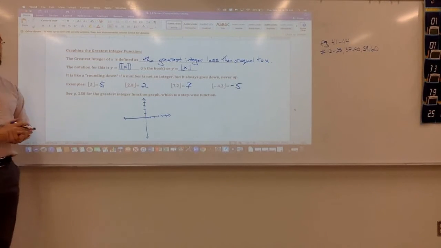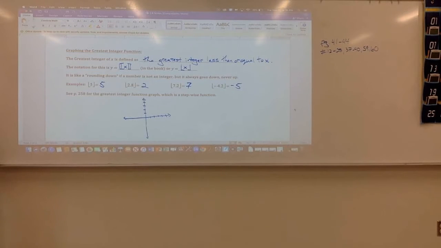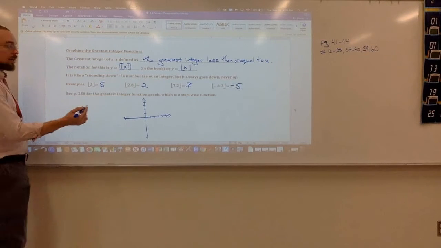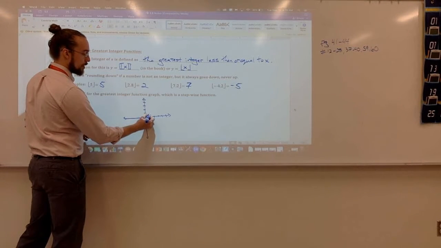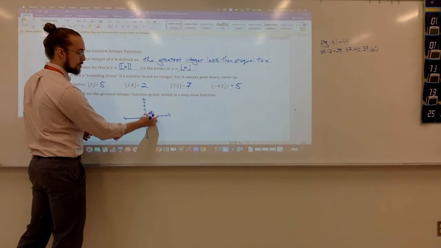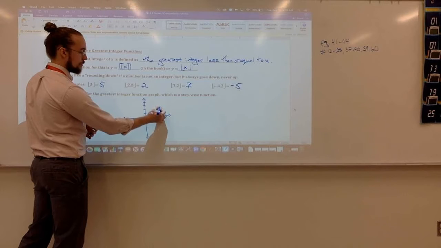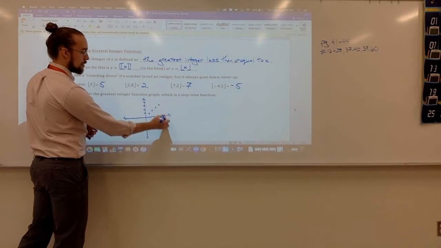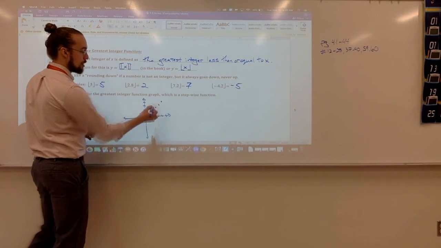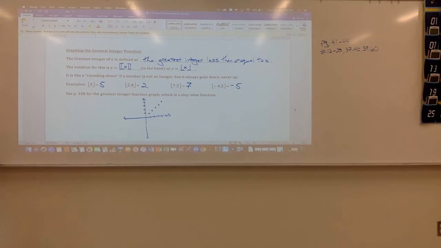If I'm looking at 1, if I plug 1 into this greatest integer function, what am I going to get? 1. If I plug 2 in, what am I going to get? 2. Right? If I plug 3 in, 3. If I plug 4 in, I get 4. Right? And so on. So if I'm just graphing each integer, it kind of looks like it's going to be a line. But let's see what happens in between now.